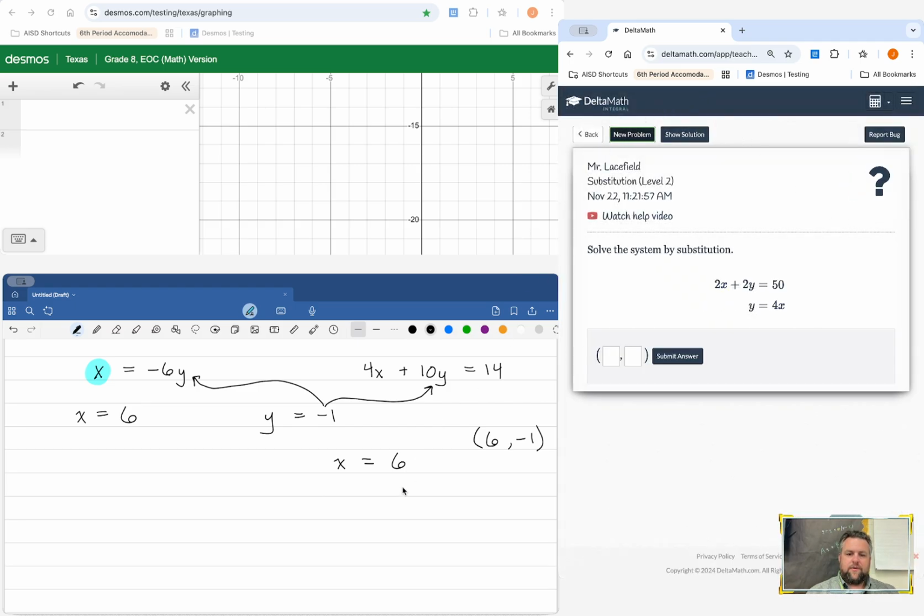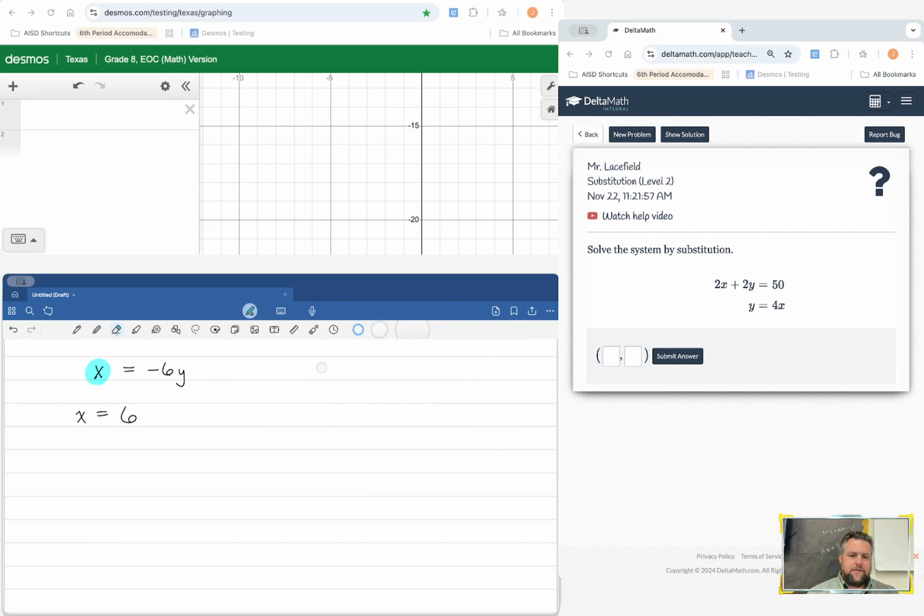Okay, let's do another problem. We'll reset the board here. This time we have 2x plus 2y equals 50, and then we have y equals 4x. So in this problem, we notice that we have a variable that's isolated, whereas the other equation does not have it. So we're going to substitute 4x in place of the y in this problem. So we'll rewrite it down here. We're going to go 2x plus 2y equals 50. We're going to get rid of this y, replace it with 4x.